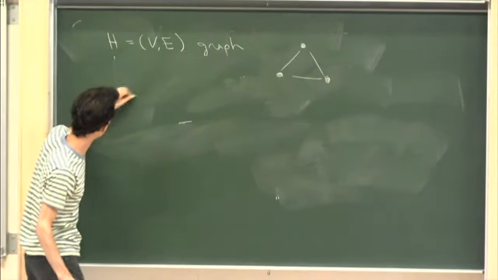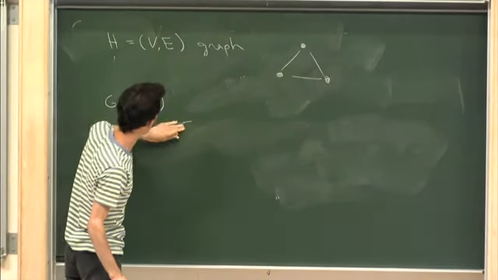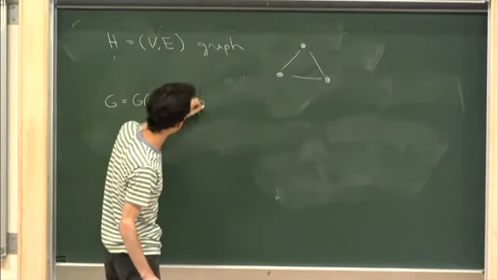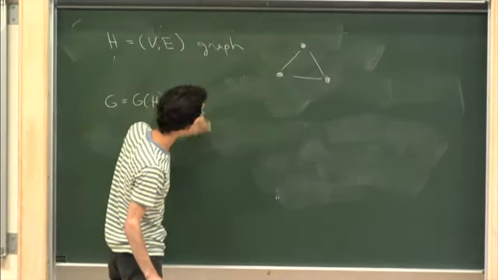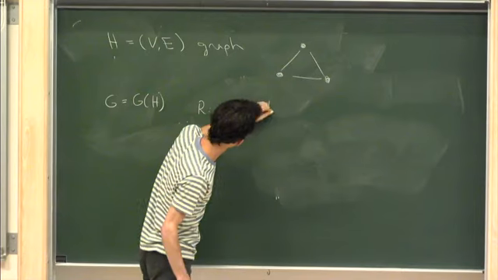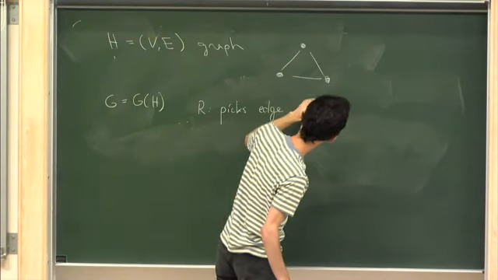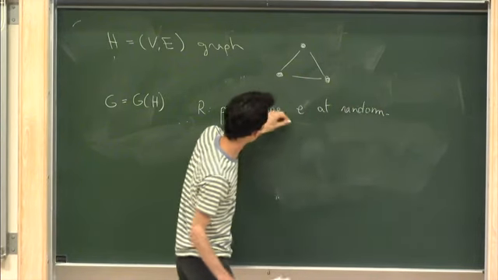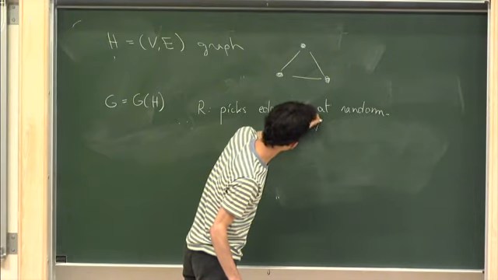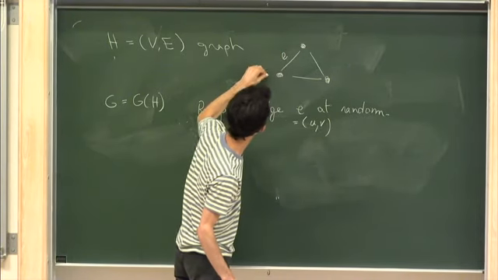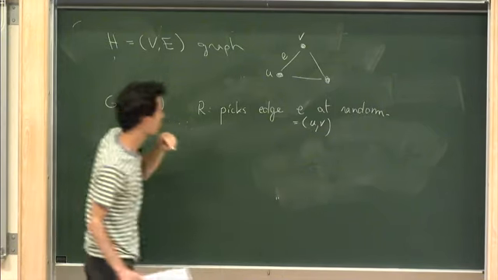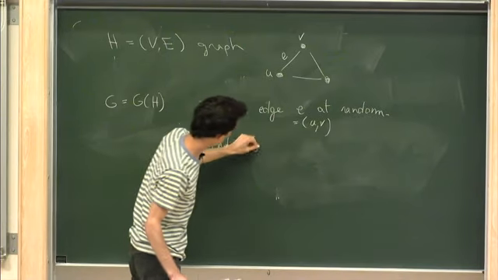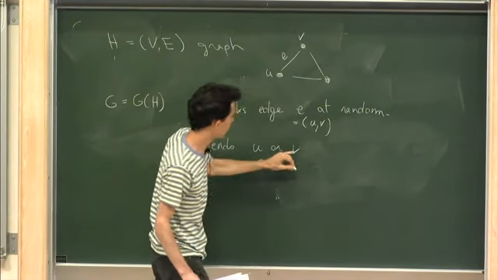So G equals G of H. I'm not going to write it formally, but I'll tell you how the game is played. The referee picks an edge E at random, and this edge has 2 vertices, U and V. So for example, we picked this edge, and these are the 2 vertices, U and V, and he sends U or V, so one of the endpoints, to Alice.